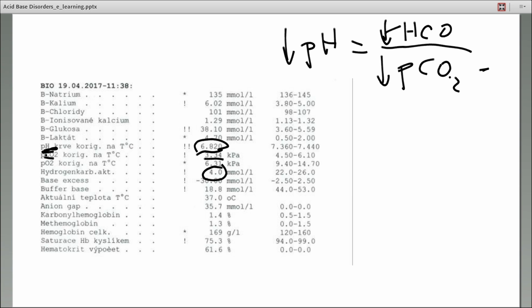Which is very low. Could low bicarbonate produce low pH? Yes, of course it can. Low bicarbonate is the cause in this case. So therefore, it is metabolic origin of the disorder. Okay, the primary problem is here. This is primary problem. This is secondary compensation. Okay, makes sense.